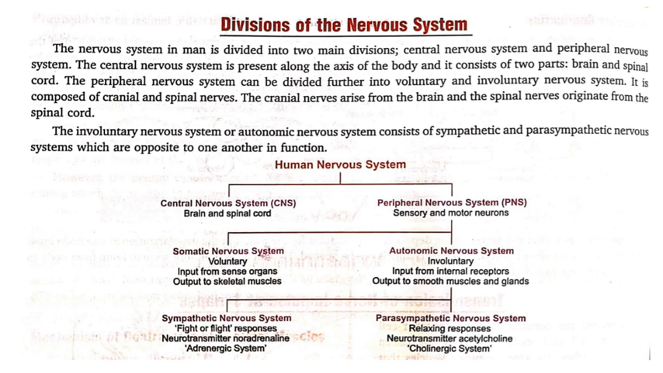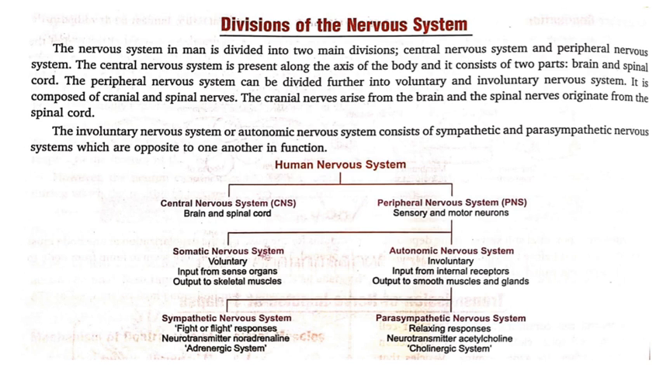Voluntary means consisting of those activities that are under our control, and involuntary those activities which are not under our control. It is composed of cranial and spinal nerves, the peripheral nervous system. So now you see here the central nervous system consisting of brain and spinal cord, the peripheral nervous system consisting of sensory and motor neurons. Now this peripheral nervous system can be further divided, as I told you, into voluntary and involuntary, and is composed of cranial and spinal nerves.